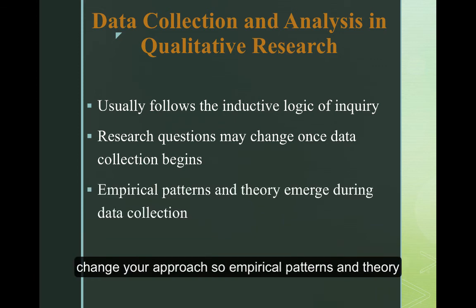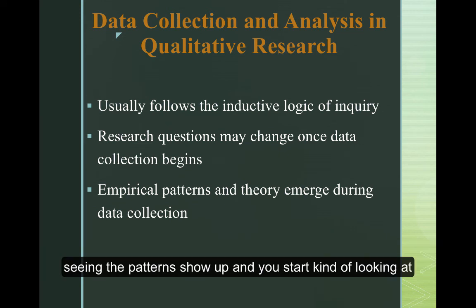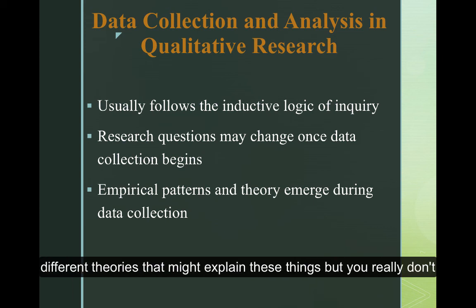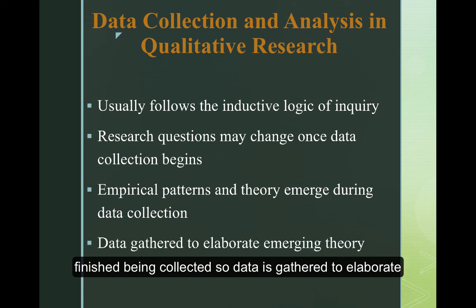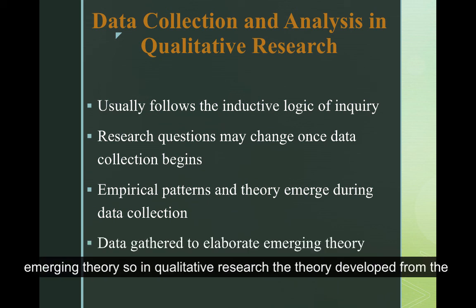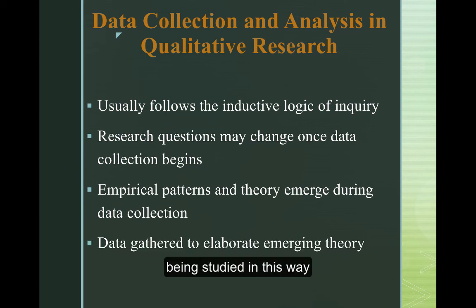Empirical patterns and theory emerge during data collection. As you're doing the research, you tend to start seeing the patterns show up, and you start looking at different theories that might explain these things, right? But you really don't apply all the theory until the data is finished being collected. Data is gathered to elaborate emerging theory. So in qualitative research, the theory developed from the research can add a clearer understanding of a specific phenomenon that is being studied in this way.